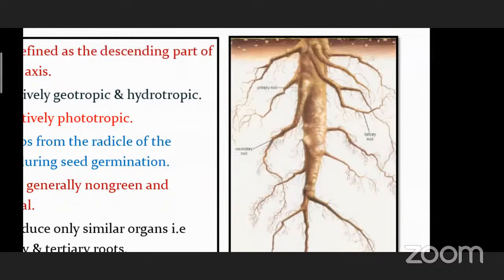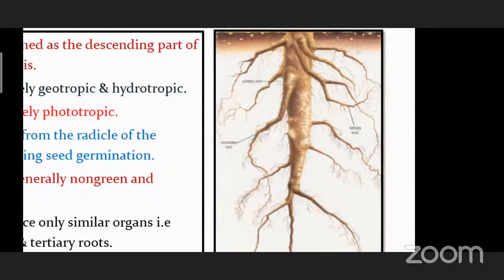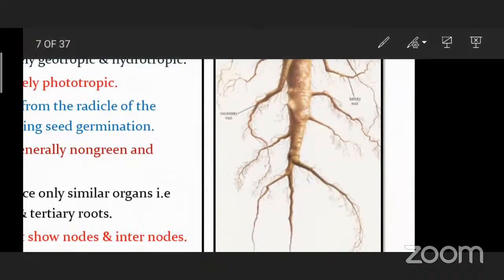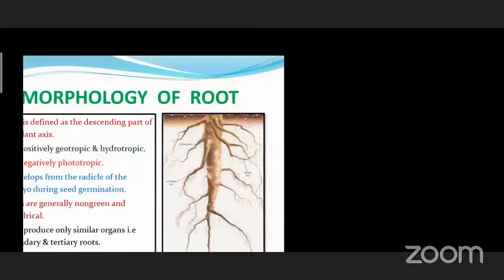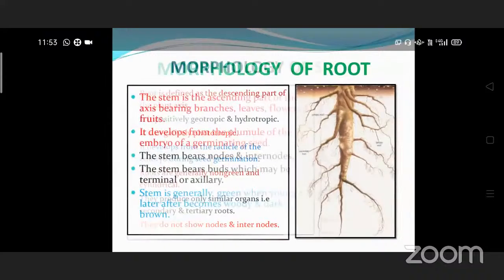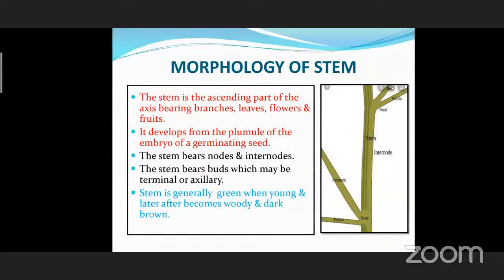Here, the primary root first arises from the descending part of the plant axis. The primary root gives rise to secondary roots and tertiary roots. This is the root. Next, we will go with the morphology of the stem.